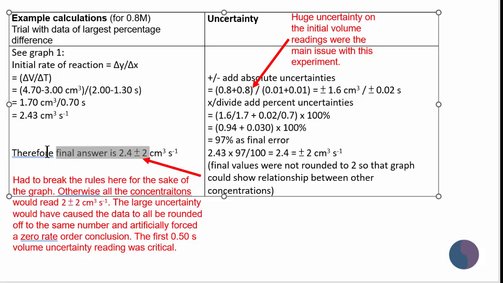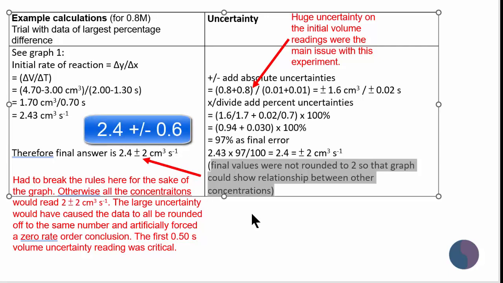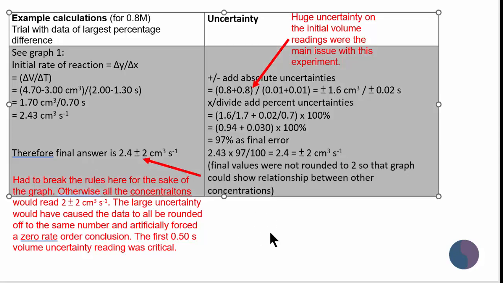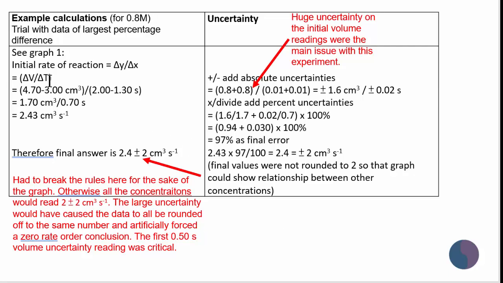And round the final answer off to the same number of unit placings as the error. So technically this should be 2 plus or minus 2. So when you get rid of the percent uncertainties, it's 0.6. So 2.0 plus or minus 0.6 is a much better thing to work with, and that's it. It's not that easy. It's a hell of a lot of work, but it looks clear and easy here hopefully, but it takes a lot of work to get to that.